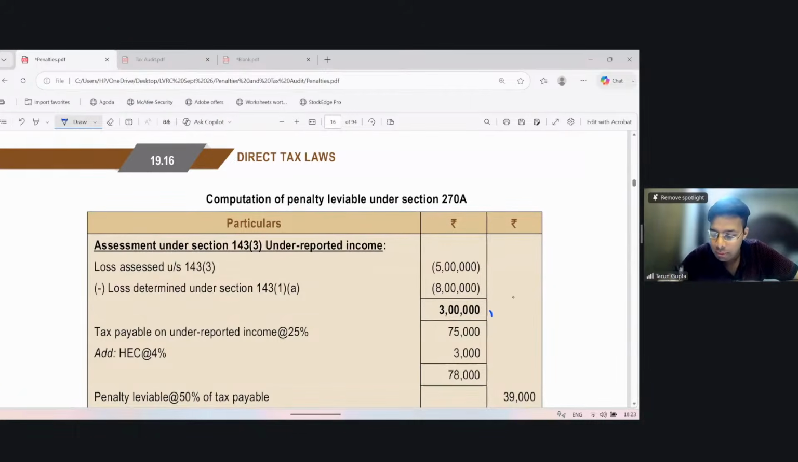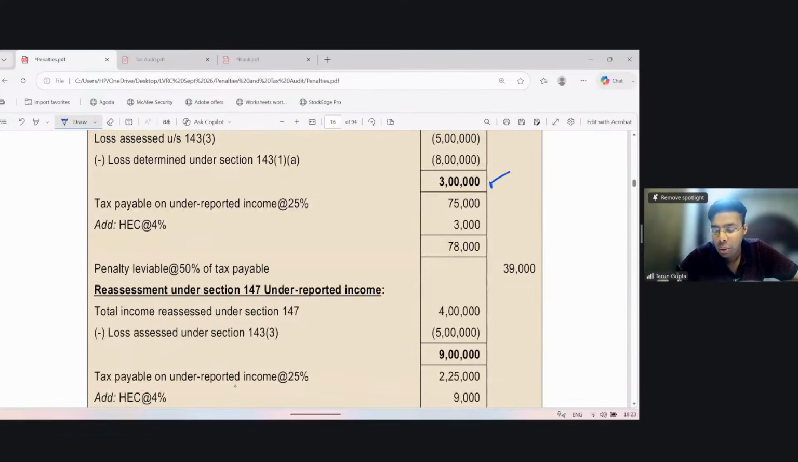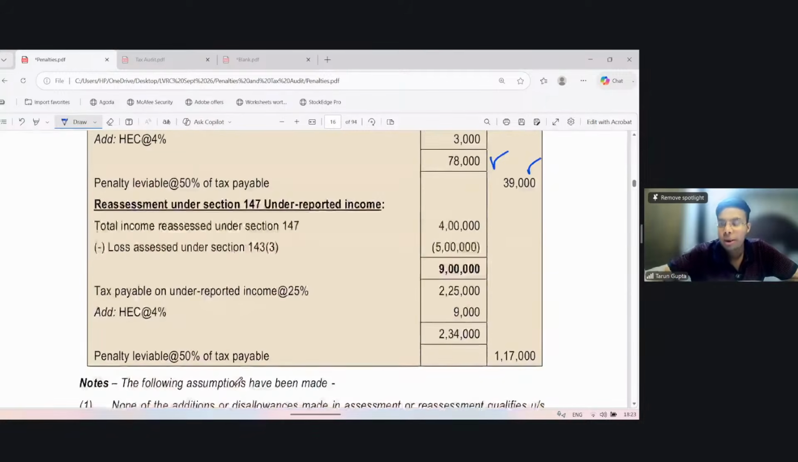So in case of first assessment, 3 lakh is the underreported income, the tax on which is 78,000, and the penalty shall be 50% or 200%, as the case may be. Now, in the case of reassessment, this 9 lakh is underreported income, and the penalty shall be 50% of the tax on this 9 lakh.